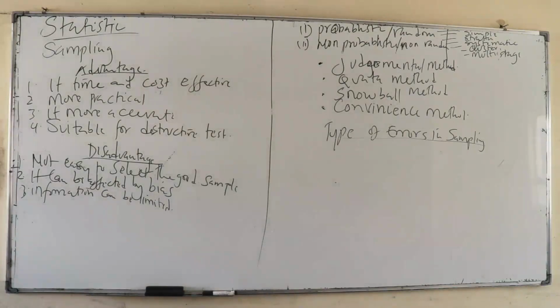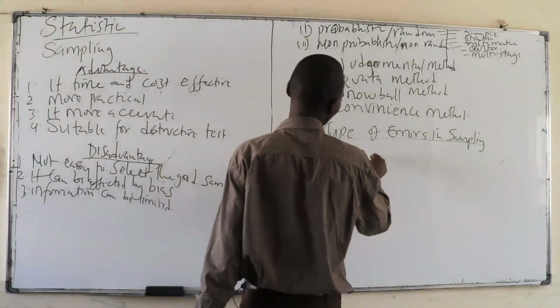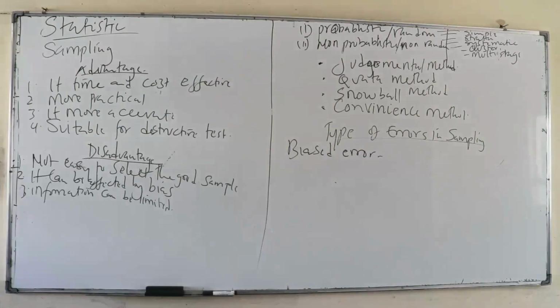Haya, tuachane na hiyo, tuko hapa kwa statistic, okay? So number one, errors can be classified as follows. Number one, biased error. You say, these are errors which are committed intentionally, e.g. rounding off figures.